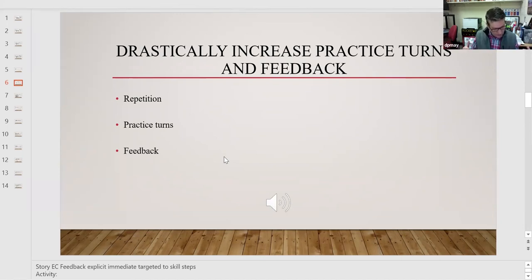And so, when you're talking about repetition and practice turns and feedback, there's a lot of research that supports the fact that if you have a lot of repetition and practice turns going on, and you're getting a lot of response in your classes in small groups, that learning becomes more permanent and you can see a greater outcome for students with disabilities.